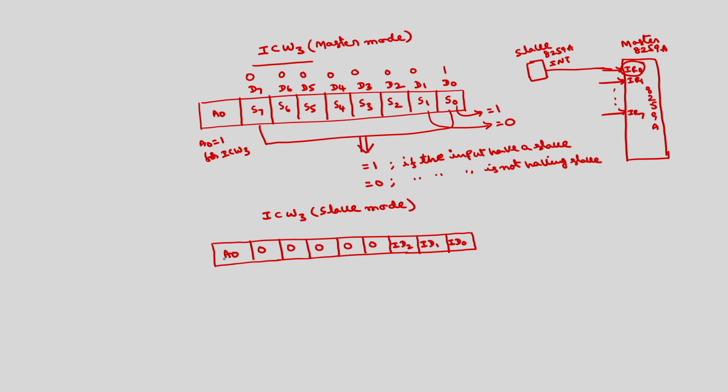This is A0. As I have told, A0 is not a part of this register. The register length is only 8 bits, D7 to D0. This is additional information: A0 is one of the pins of the 8259. It is 1 for ICW3, and it is 0 only for ICW1, remaining it will be 1.